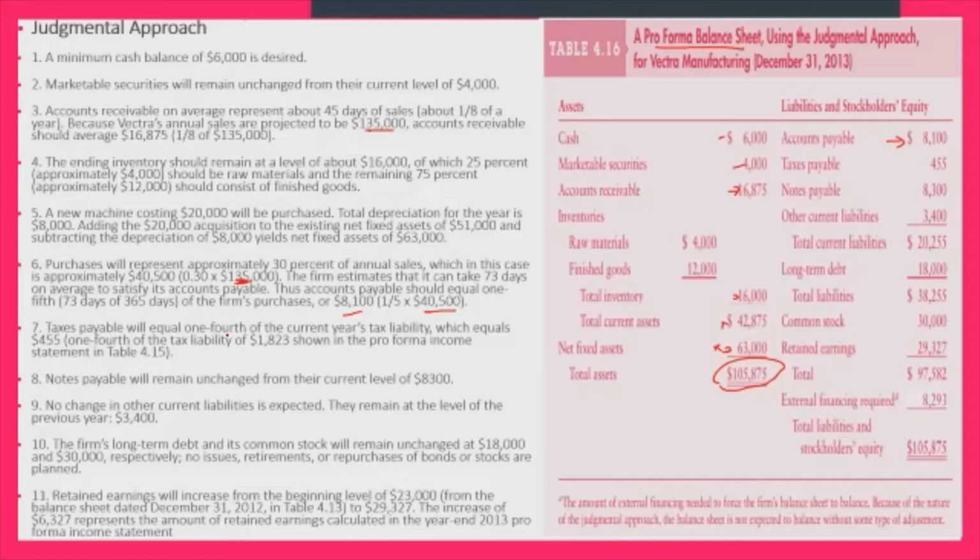Taxes payable equal 1/4 of the current year tax liability, which equals $455. Right? So 1/4 of tax liability. Notes payable remain unchanged. No change in current liabilities. Now these figures I have here, they are from the previous statements. Please take note. Remember, we're using the previous statements and we're using the projected sales.